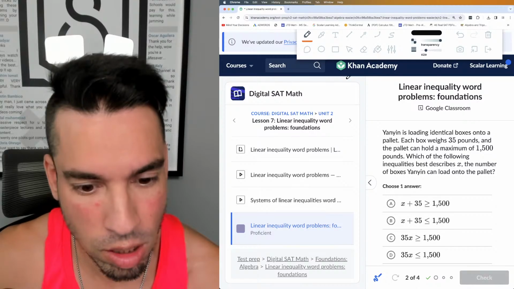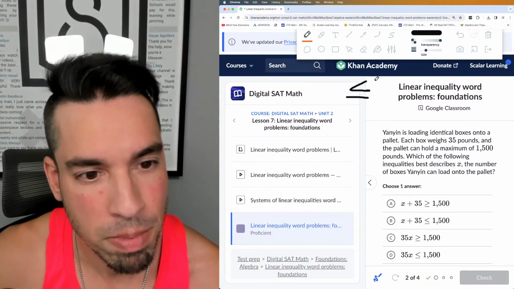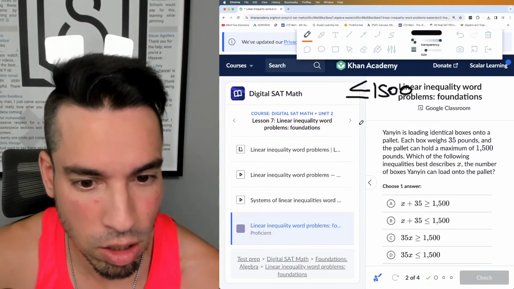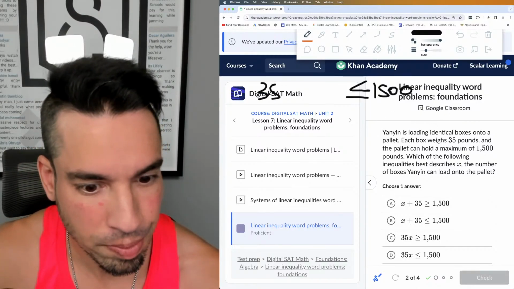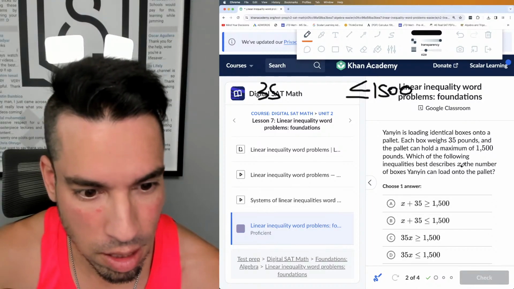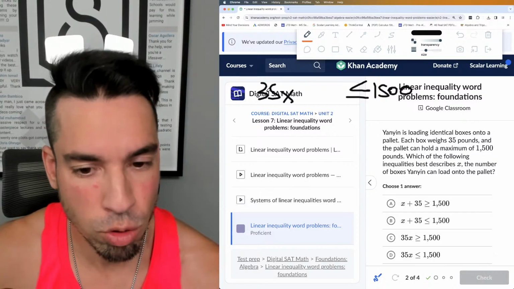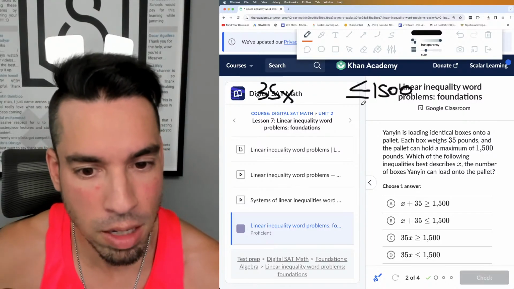So immediately, we're turning it into a linear equation. A max, meaning everything has to be less than or equal to, that's max, 1,500. And then each box, which we're representing with X, the number of boxes. So it's 35 pounds per box, so it's 35 times X, the number of boxes.